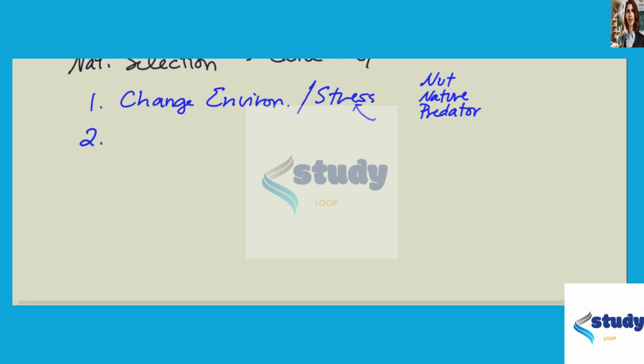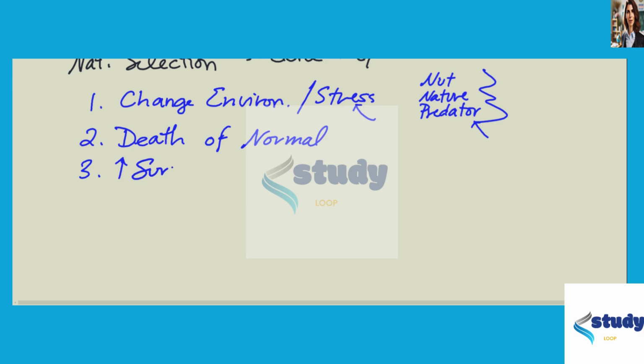From there, based on this stress, you're going to cause the death of normal organisms that have not been able to adjust to these sort of stimuli or stress. So you're going to have the death of the normal or the unmutated population. This is because you're going to have the increased survival of those with that advantageous mutation later.